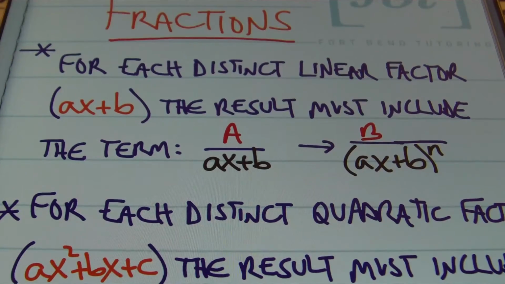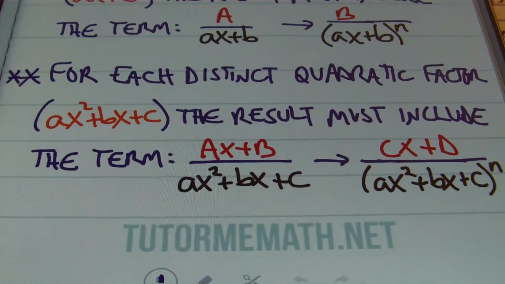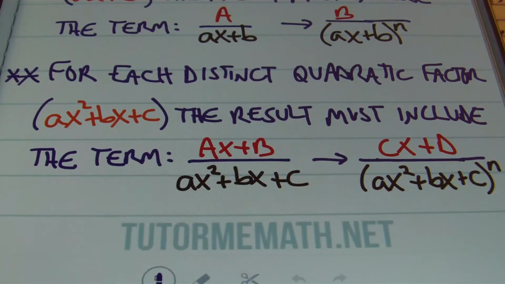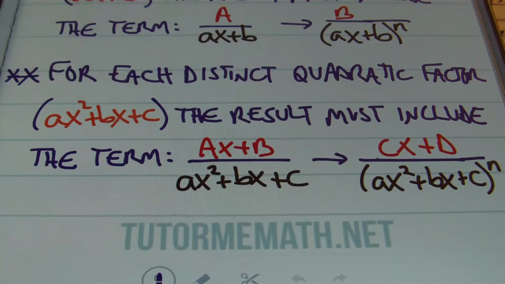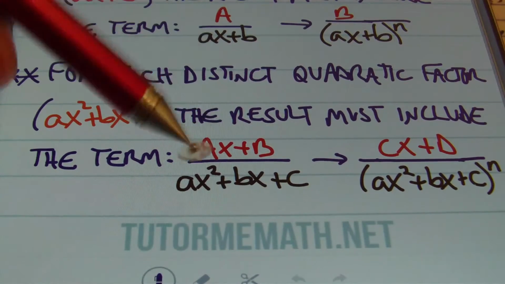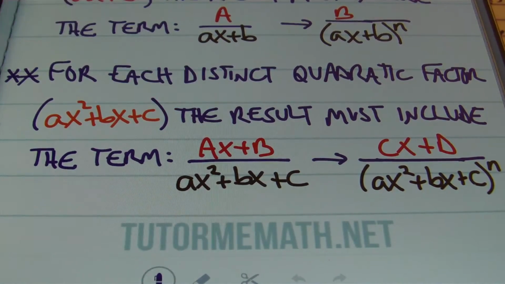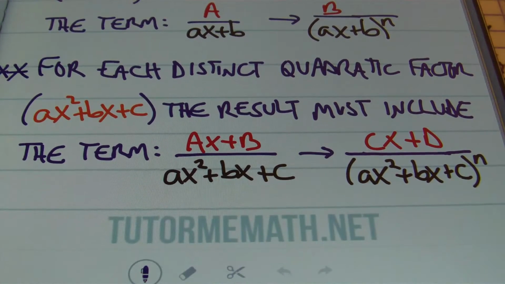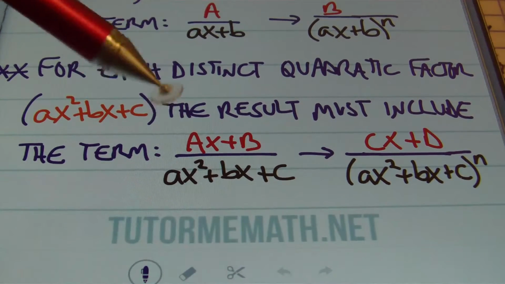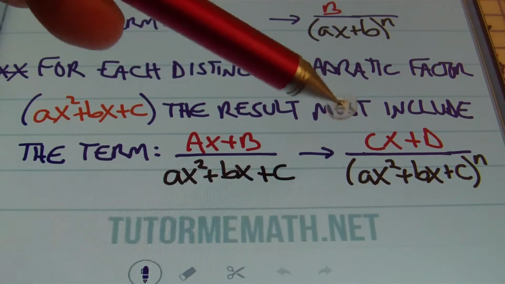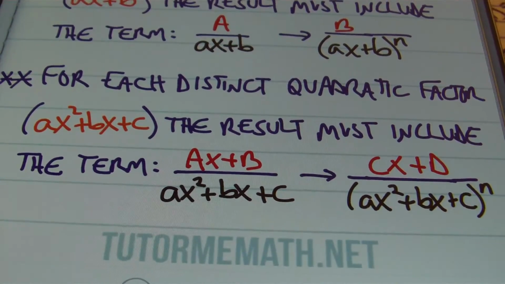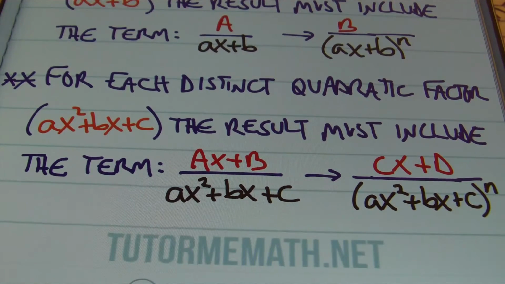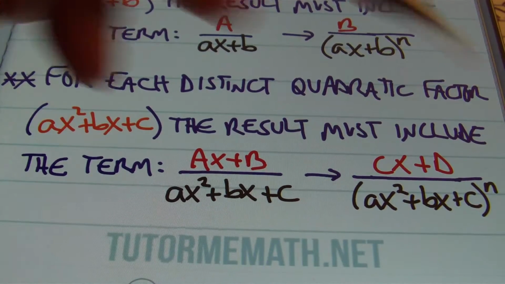And then the second thing to keep in mind is that for every distinct quadratic factor in the form of ax squared plus bx plus c, the result must include the term Ax plus B over that quadratic factor. All right, and if it's a repeated factor, the same thing applies, that you would have this first factor as well as every other iteration of that all the way up to the highest degree. So that, ladies and gentlemen, is going to be the premise of what we're going to be doing. However, rules are just rules until you see it, right? So let's go ahead and look at some examples.